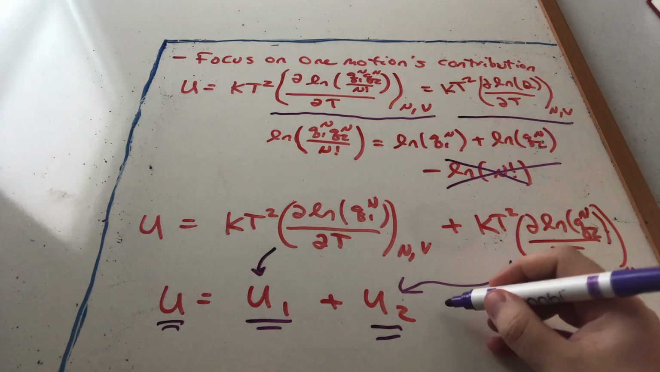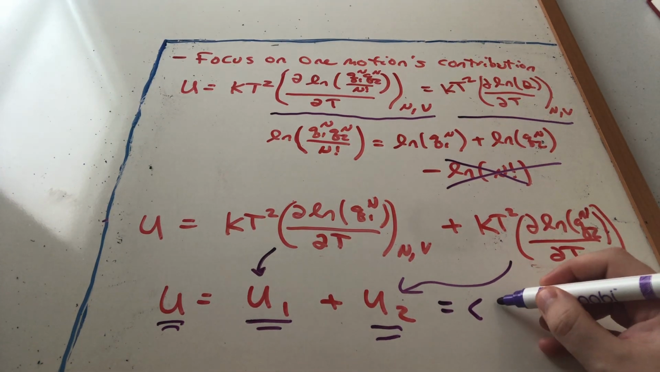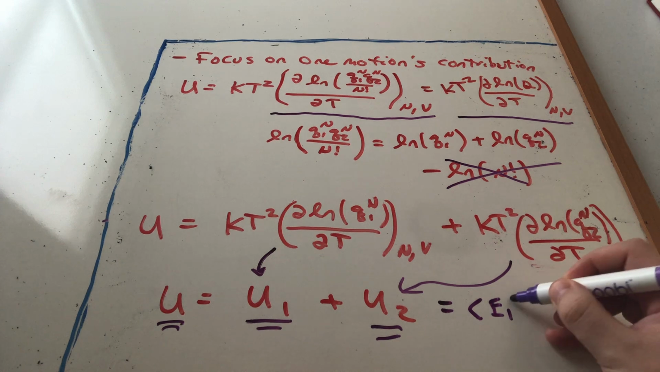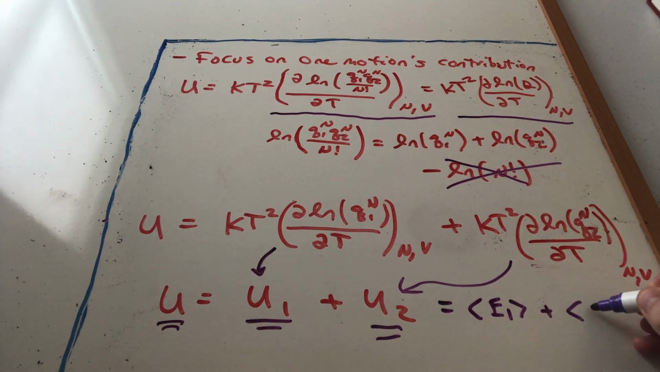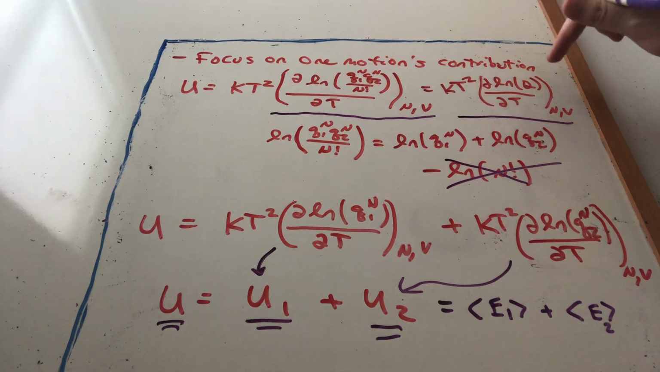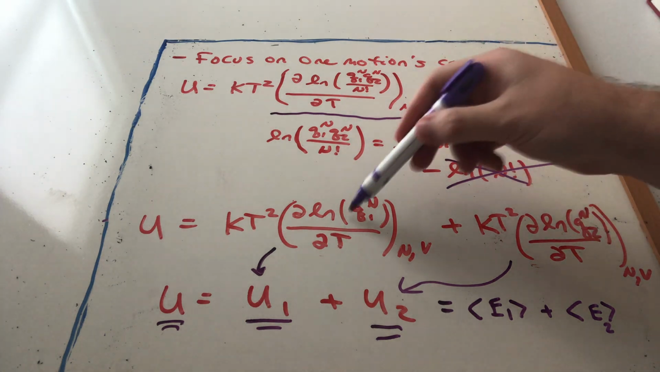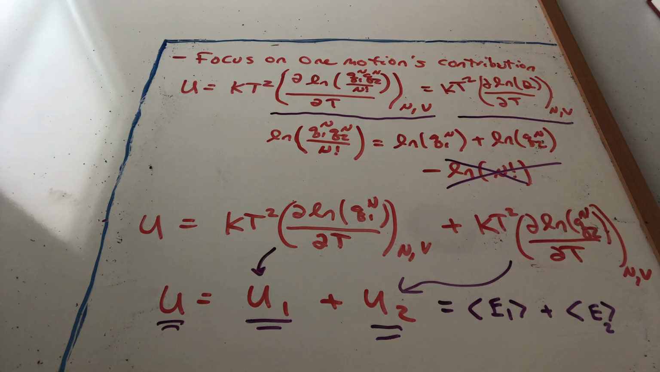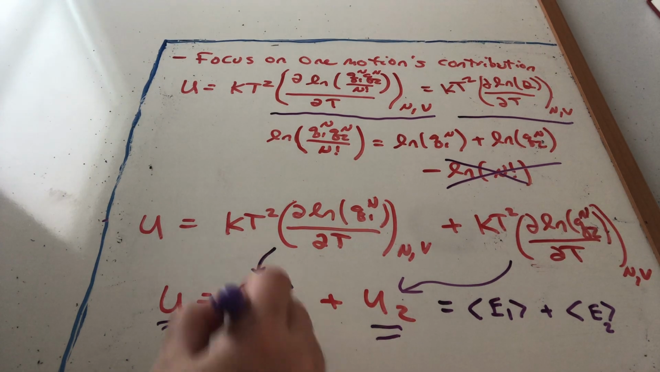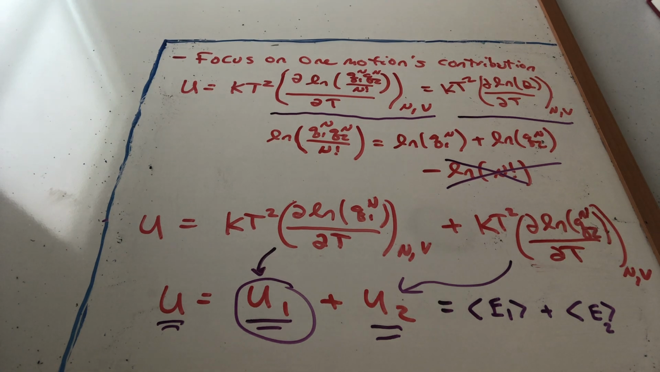Remember, another way of writing this would be average E for motion 1 plus average E for motion 2. So we can use our big Q formulas in a way where everything separates out and you're just looking at the contributions for one component. Everything we talked about last time about translational motion will always have that translational contribution to the total energy no matter what.